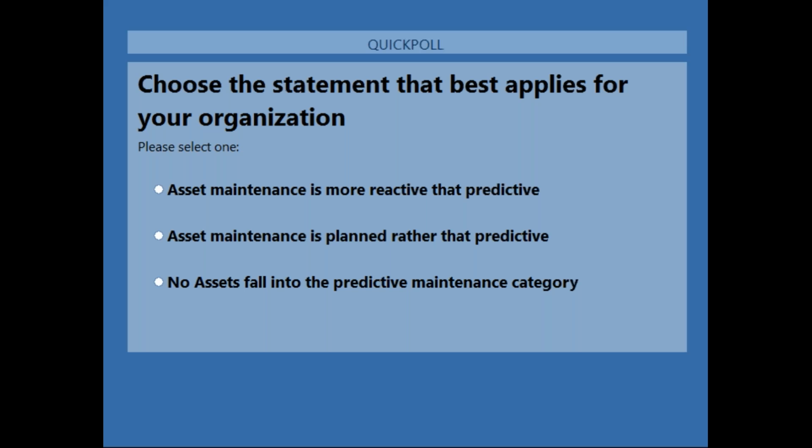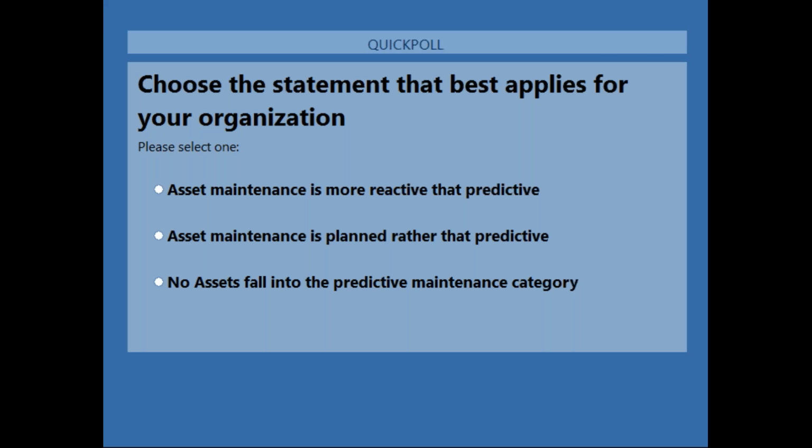Or are you more in the predictive category? All right, looks like reactive, planned, predictive. No assets fall under predictive, I see. So tell us if A, B, or C characterizes what's closest to you.